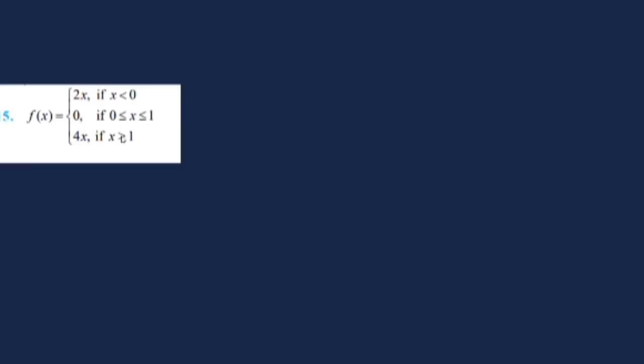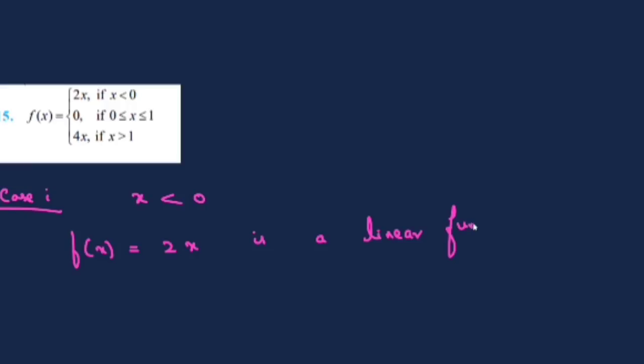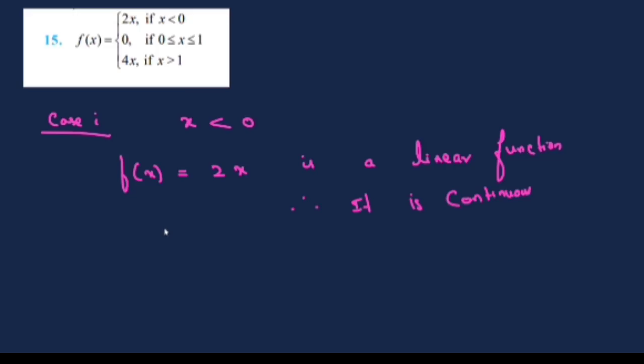Less than 0, 0 to 1, greater than 0. So we have to check at 0, 1 and greater than 1. So here, first case is x less than 0. For less than 0, f of x is 2x. 2x is a polynomial, or you can write it is a linear function. It is a linear function, therefore it is continuous. At 0 we have to check now.